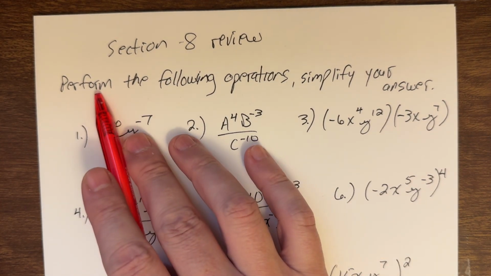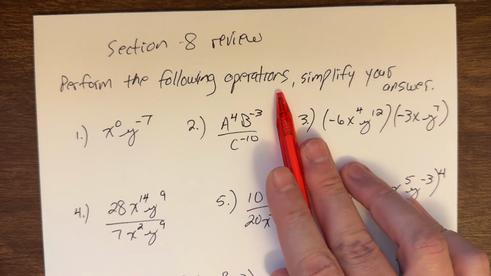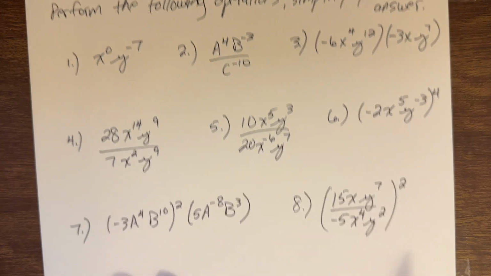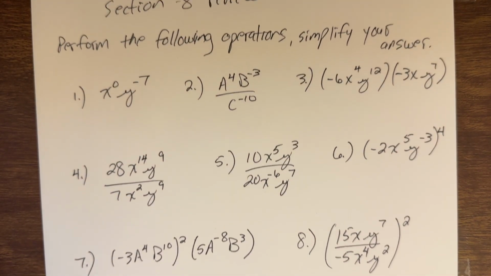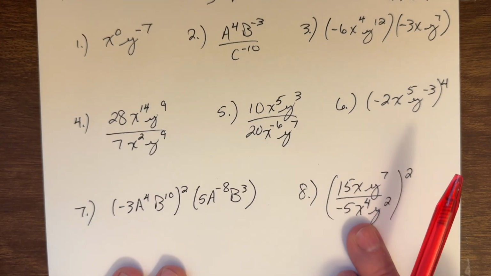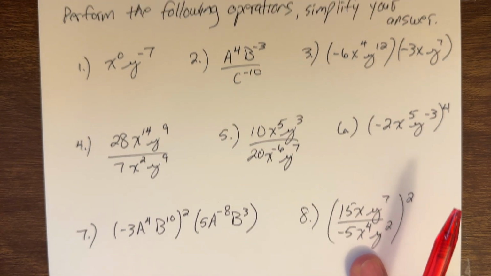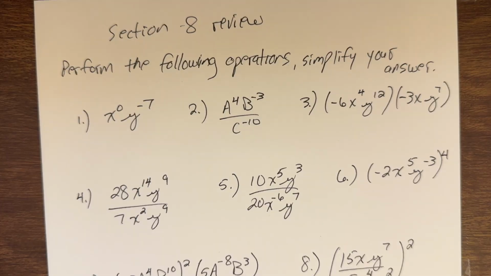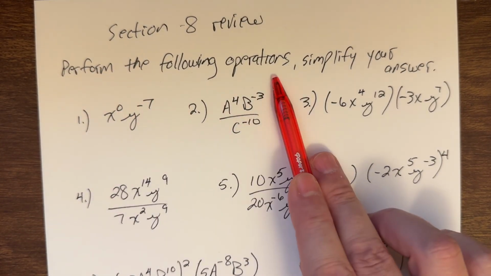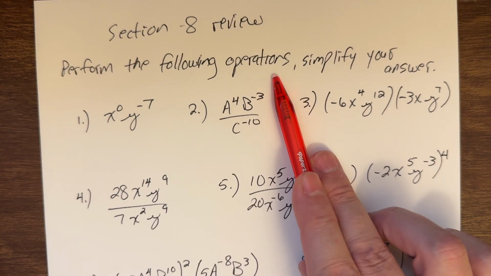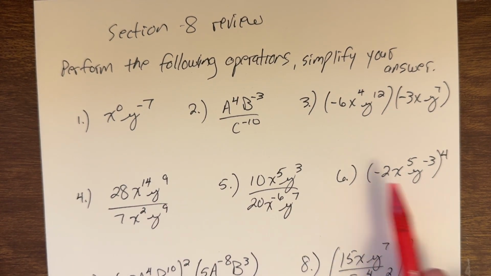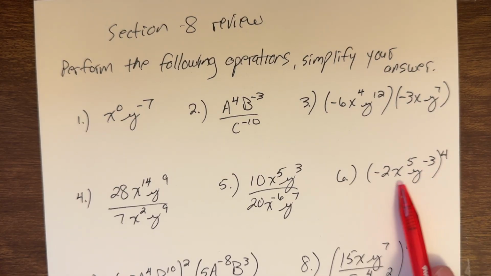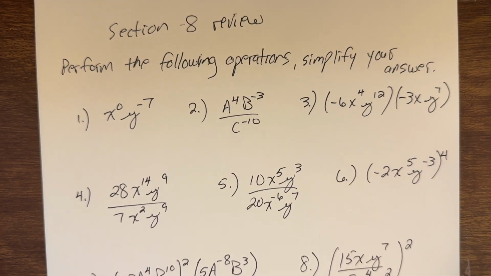The directions here, I just wrote perform the following operations, simplify your answer, and we've got these 8 problems. So again, if you want to try and do them on your own, make sure you start. Okay, now as we go through, before I jump in, just 2 little points. First thing, I just said perform the following operations. We should be able to look at problems and be able to just see that's multiplication, that's division, this has powers to a power. So little things like that just to make sure we're identifying.